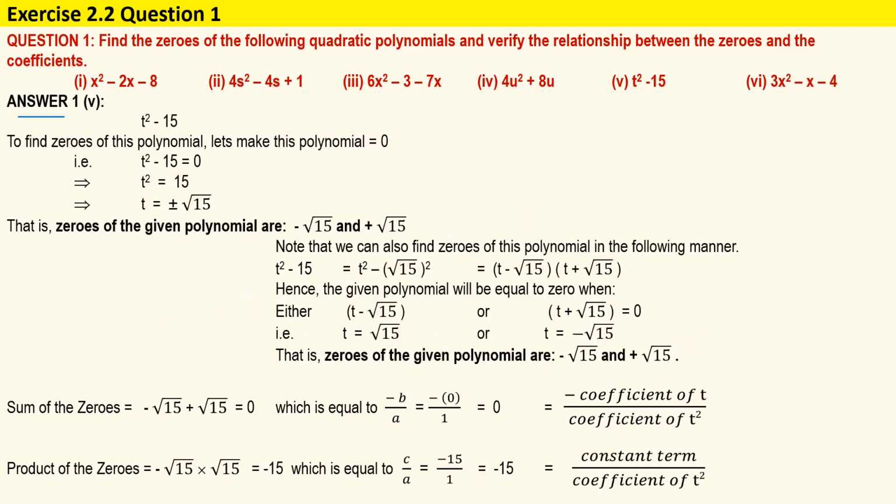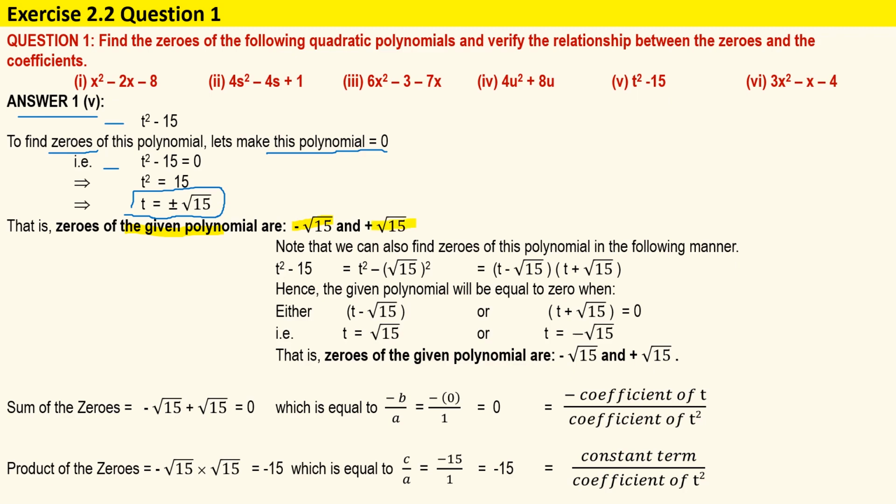Let's now talk about answer 1, part 5. We are given t square minus 15. To find the zeros of this polynomial, let's make this polynomial equal to 0. That is, t square minus 15 is equal to 0, which implies t is equal to plus or minus the square root of 15. So we get the zeros of this given polynomial as minus square root of 15 or plus square root of 15.